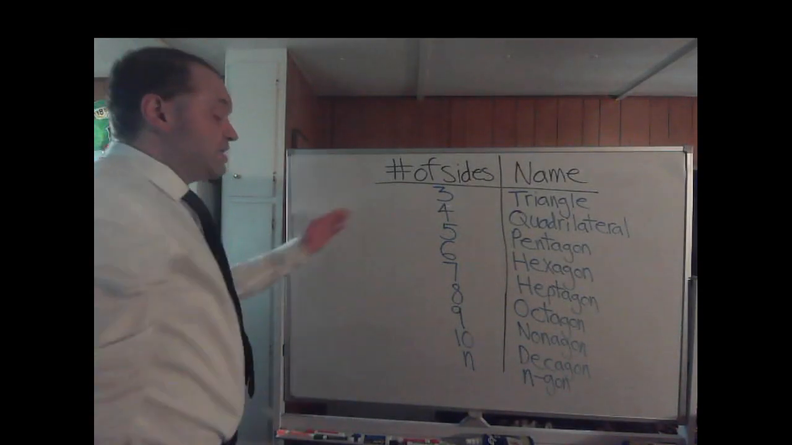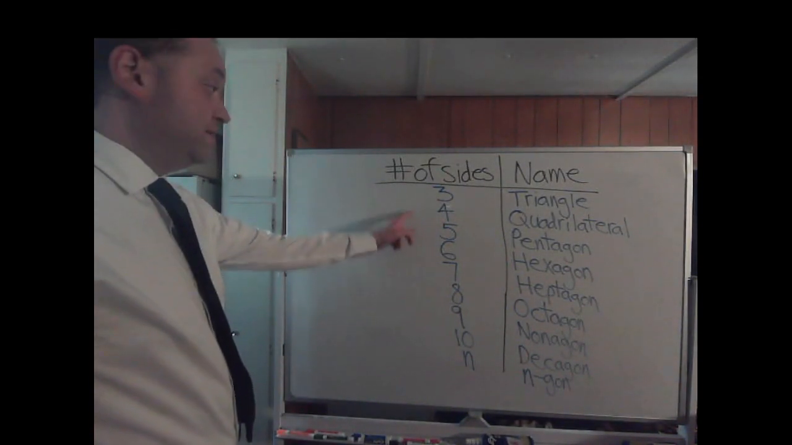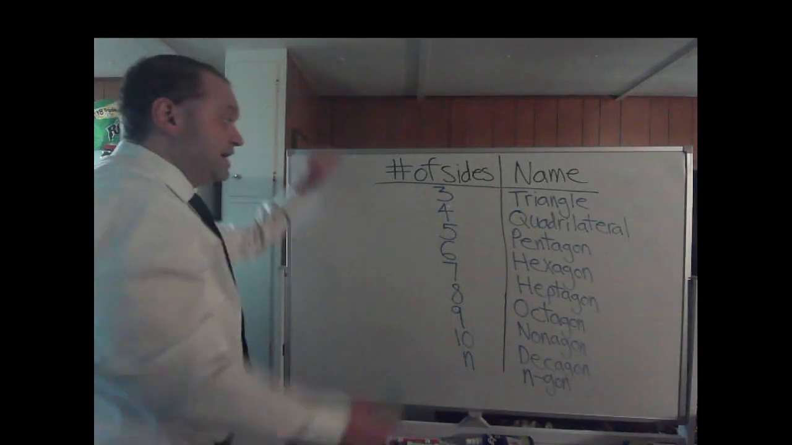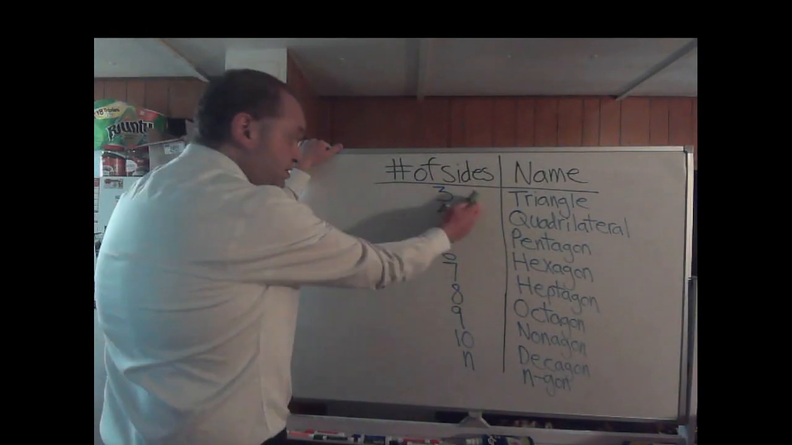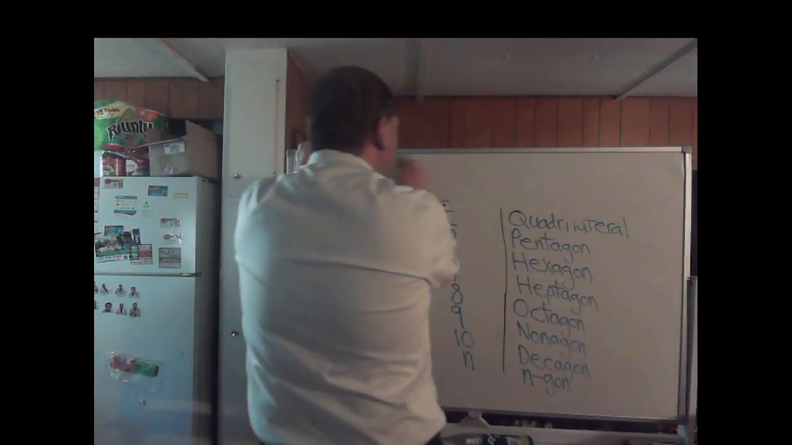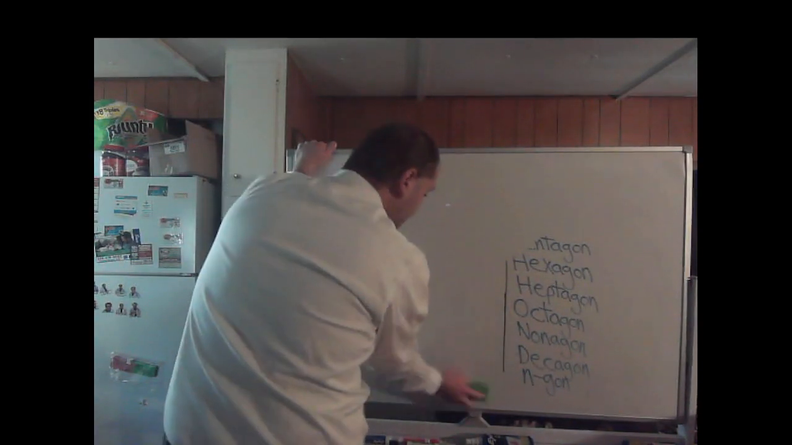So that's a brief overview of what they're called based on the number of sides they have, which again, the number of sides is the number of angles it also has. So that's something good to know. Okay, let's move on.